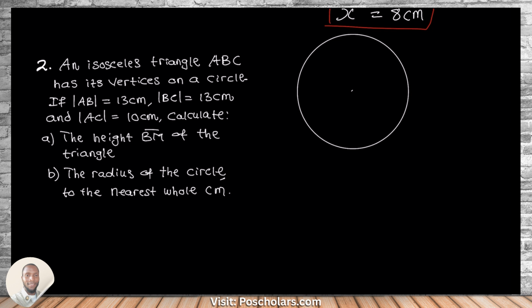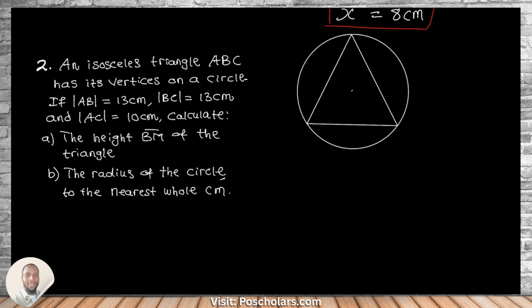Now the question says an isosceles triangle ABC has its vertices on a circle. So let's draw the triangle in the circle. So like this. Okay, let's start here. We want to draw the triangle inscribed in the circle, right? Good. The question says an isosceles triangle ABC has its vertices on a circle. So let's label the triangle.